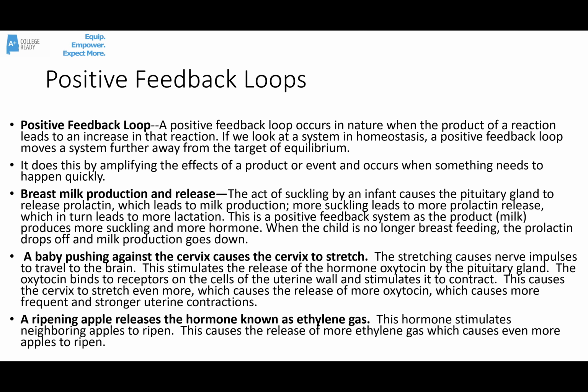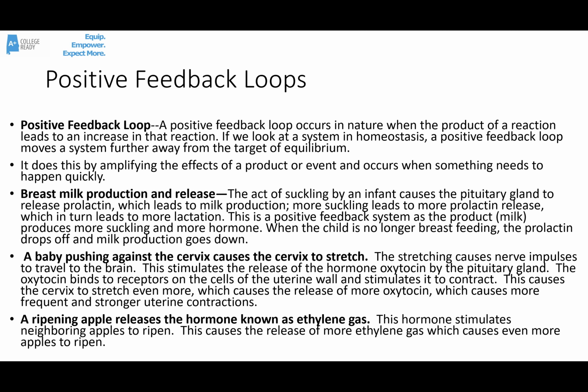So there are also things called positive feedback loops. And this occurs when the product of a reaction causes that reaction to increase even further. This is not about homeostasis. Positive feedback loops are about amplifying something, about making something big happen fast. An example would be breast milk production and release.